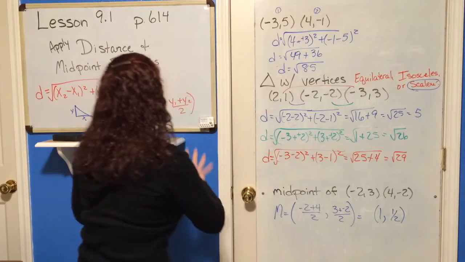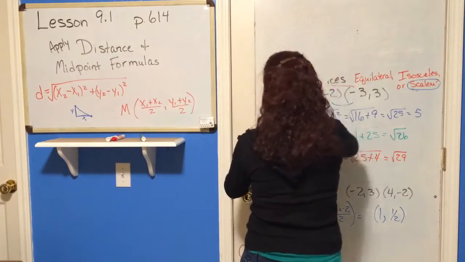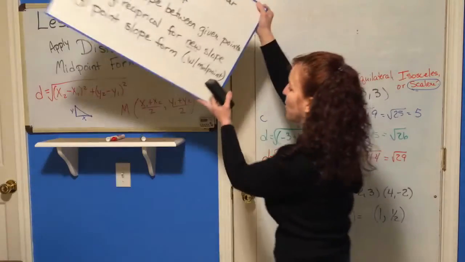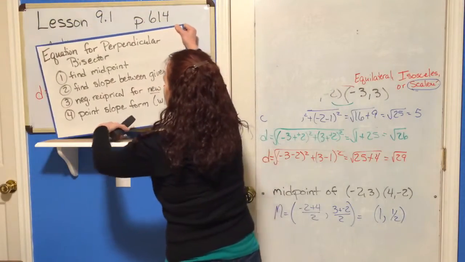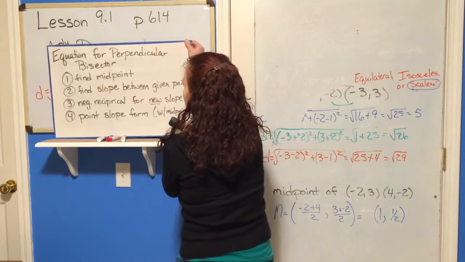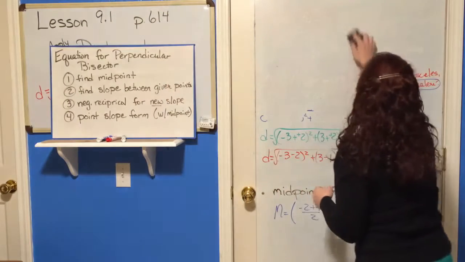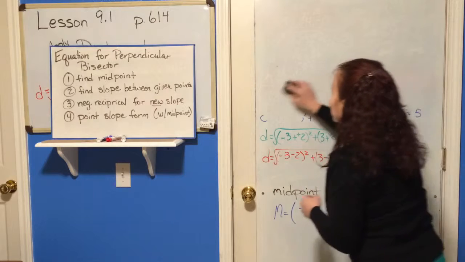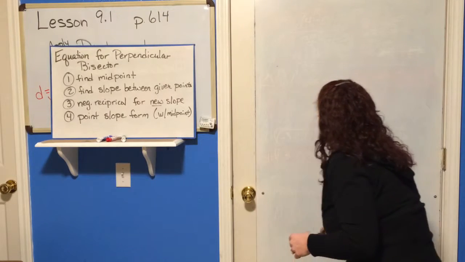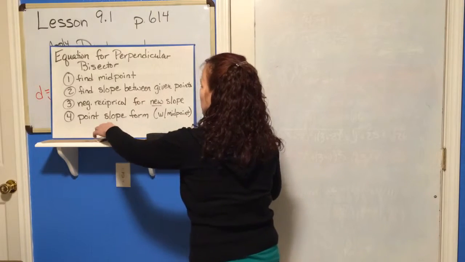Now, the whole reason we did all of this and remembered how to use all of this is so that we can put them all together. I want you to find the equation for a perpendicular bisector of a line segment. What that means is I've got a line segment, and I want a perpendicular bisector, which means a bisector cuts it in half. Perpendicular means it's at a right angle.